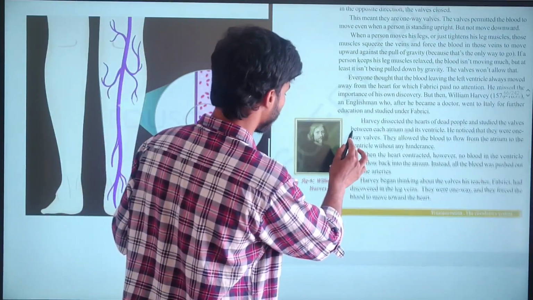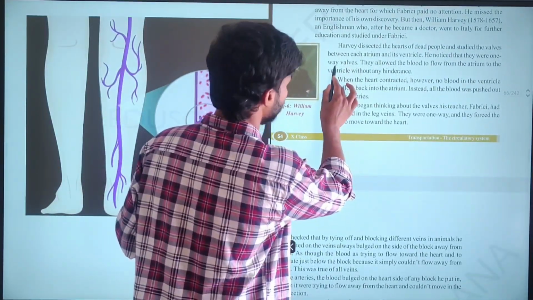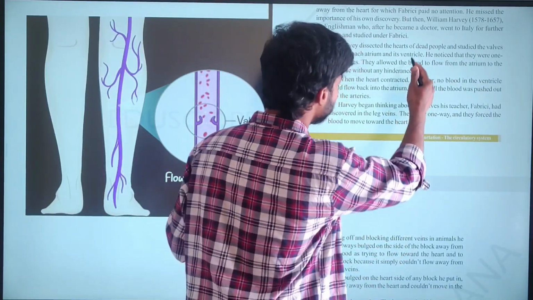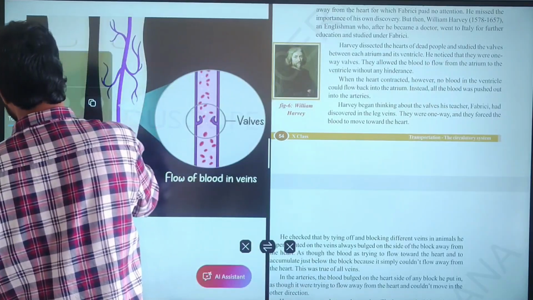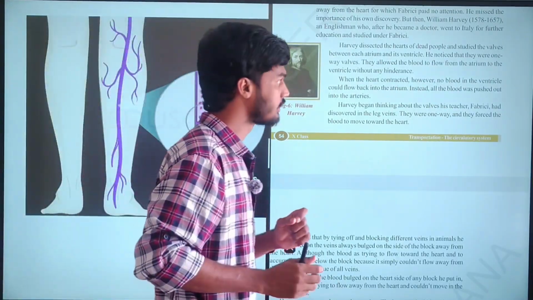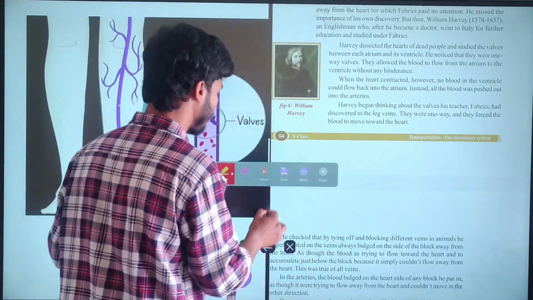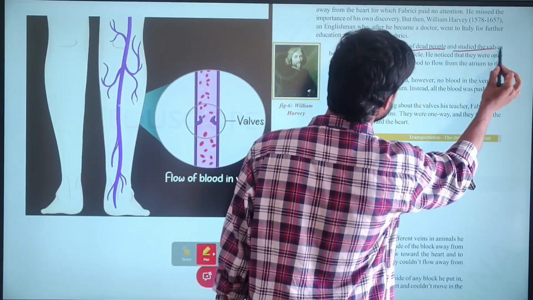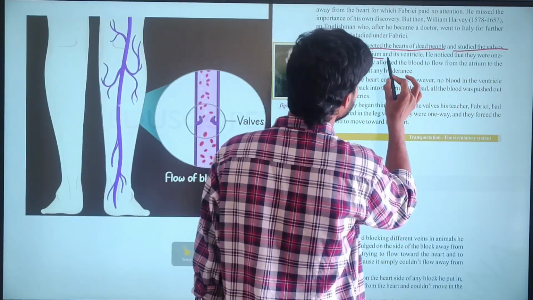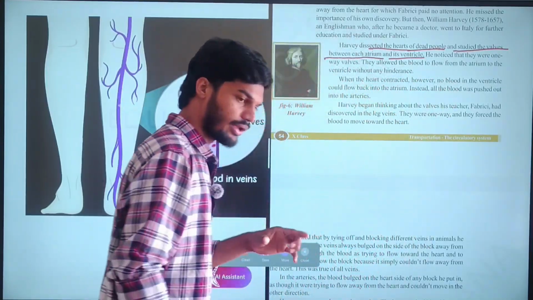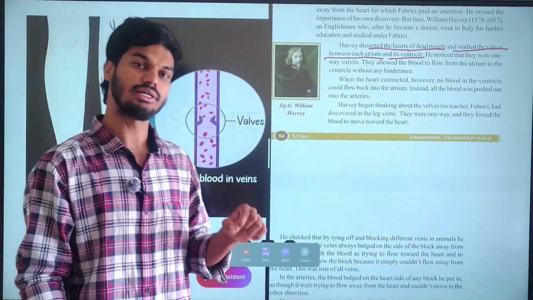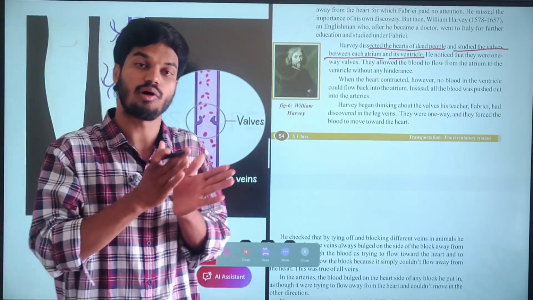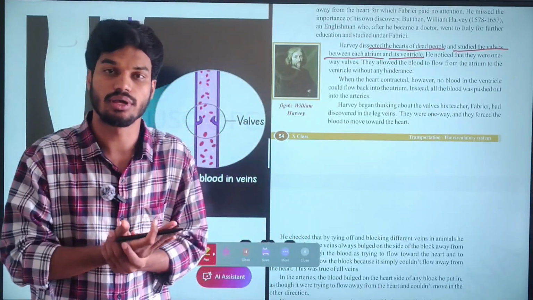The scientist is William Harvey. So what did he do? William Harvey dissected the hearts of dead people. He observed the heart and veins of the dead persons, and studied the veins between each atrium and ventricle. He examined in detail the structure of the arteries, veins and heart of the dead person, and how it looks.